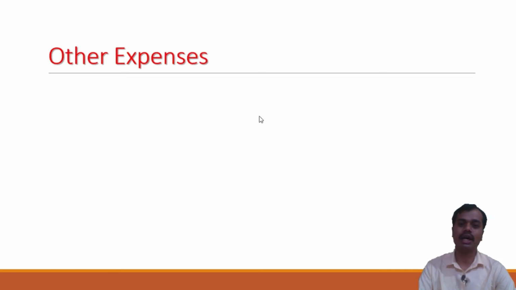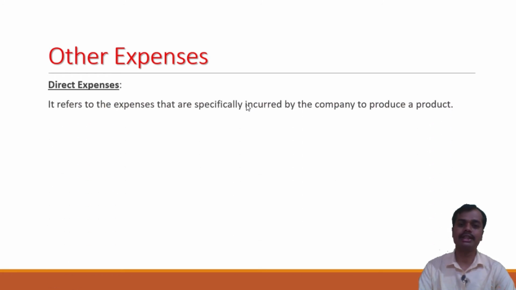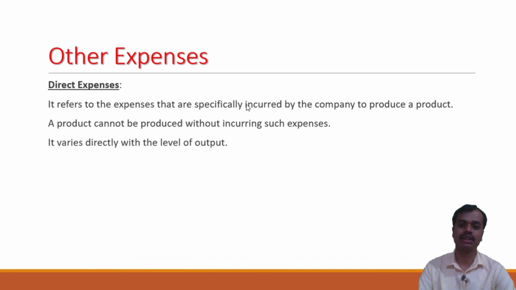Next is other expenses. Other expenses also divided into two parts, direct and indirect. Direct expenses. Direct expenses refers to the expenses that are specially incurred by the company to produce a product. A product cannot be produced without incurring such expenses. It varies directly with the level of output.